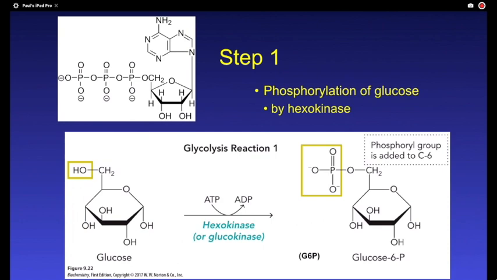Now, what you don't see is there's an enzyme as part of this reaction. The enzyme name is hexokinase in most tissue types. There will be a glucokinase in one of the tissue types. We'll take a look at when that is used. And the reaction goes from glucose to glucose 6-phosphate. Now, why do we call it glucose 6-phosphate? It's on the 6th carbon.